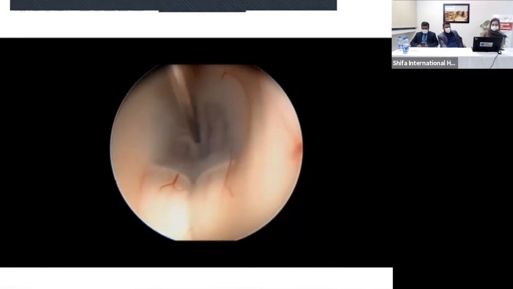So these are the methods for treating hydrocephalus. Thank you very much.